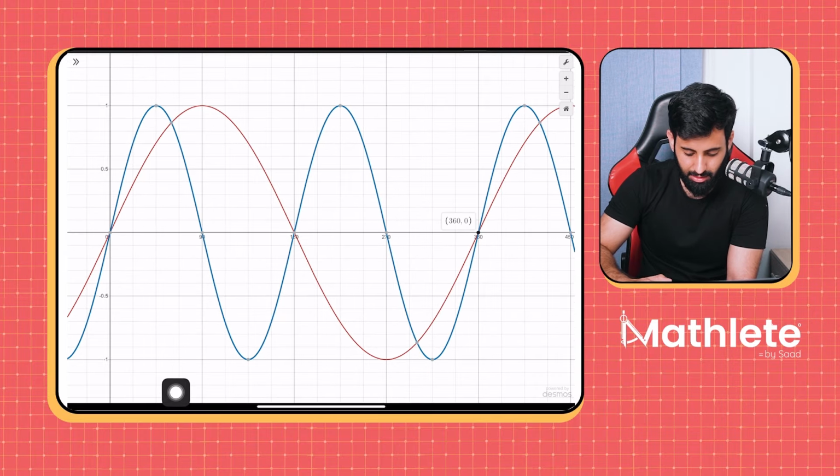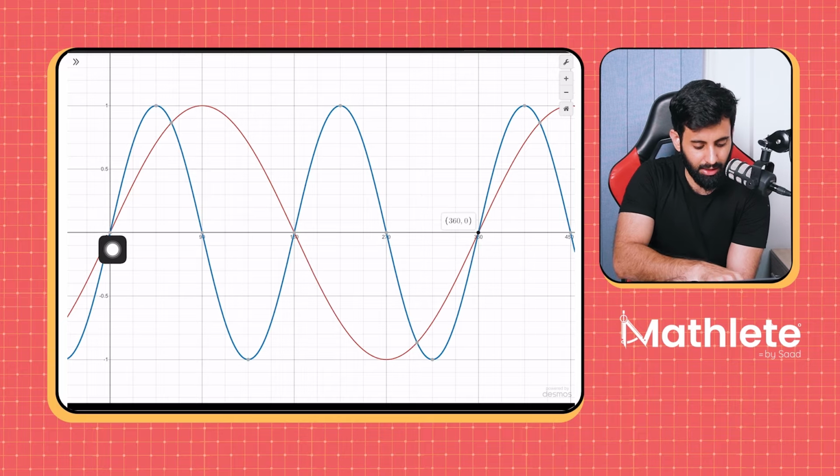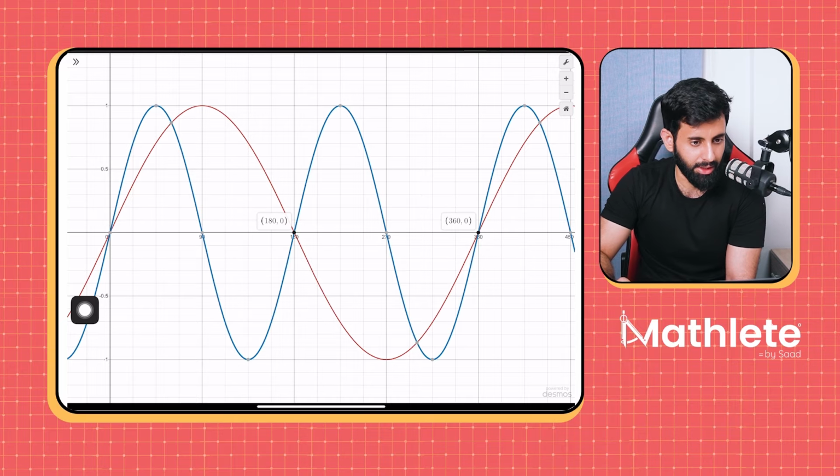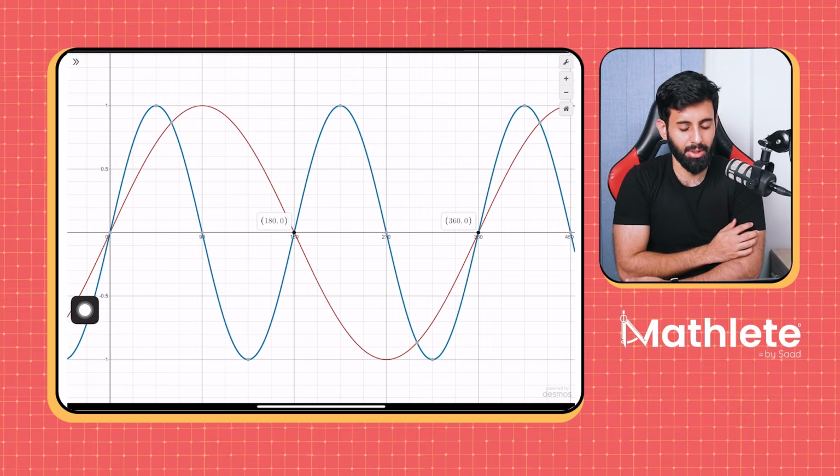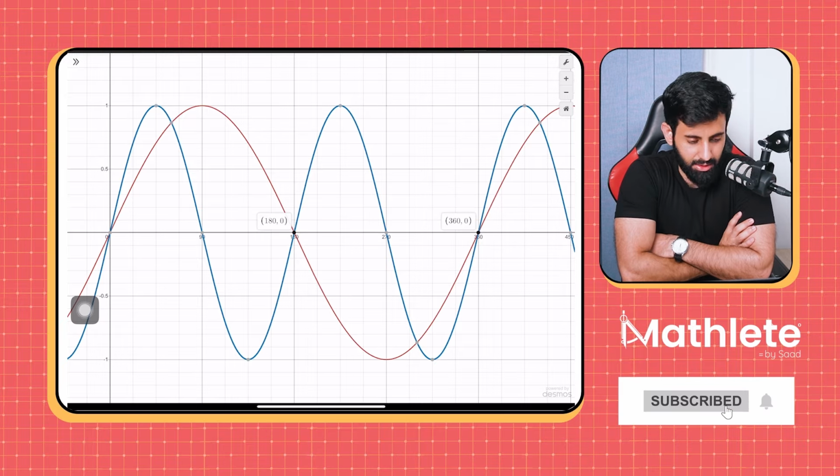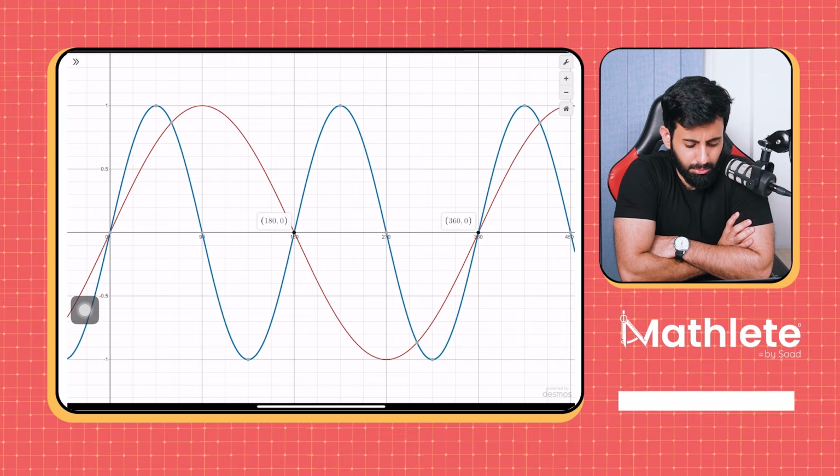And previously one cycle would end at 360 degrees. Now one cycle ends at 180 degrees. And how are they related? They're related because 180 is half of 360. Okay. Now, we will do this in detail, inshallah, in the next class. Let me answer this question.